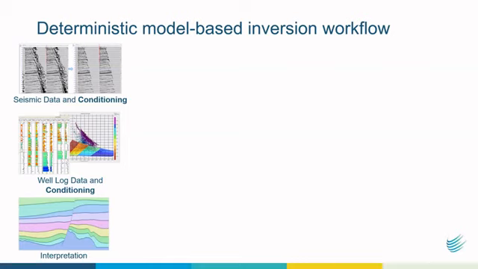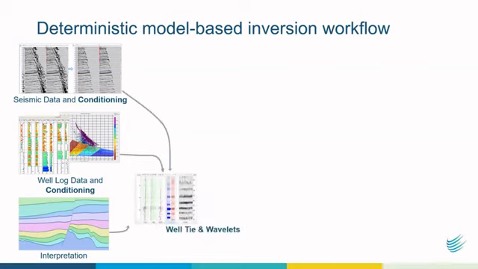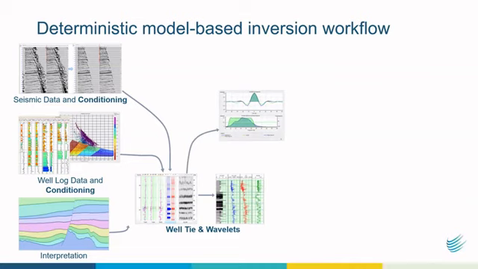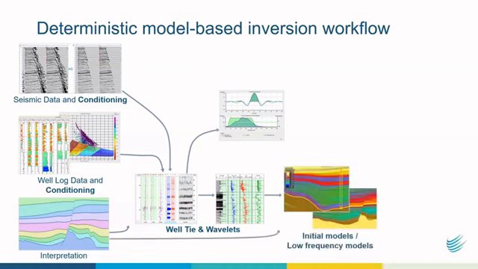So having all this data, we firstly perform well-to-seismic tie and wavelet estimation. After this step, we have a wavelet, or wavelets if we need to take into account wavelet change from the geology. We have wavelets which we are going to use for seismic inversion, and we have these final tied wells.